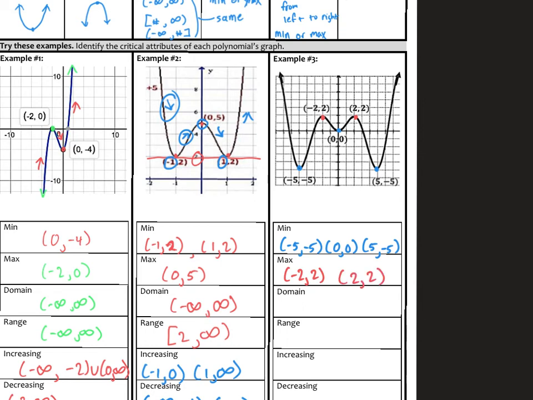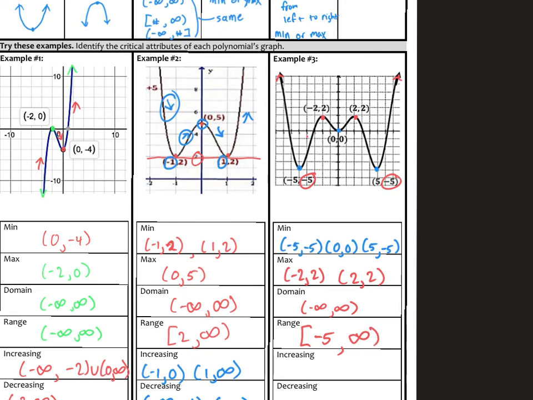Okay, domain, -infinity to infinity. Range, lowest point, y value would be -5. -5 here, -5. That's my lowest. Never stops going up. We got these arrows shooting off to infinity here. So -5 to infinity for the range.